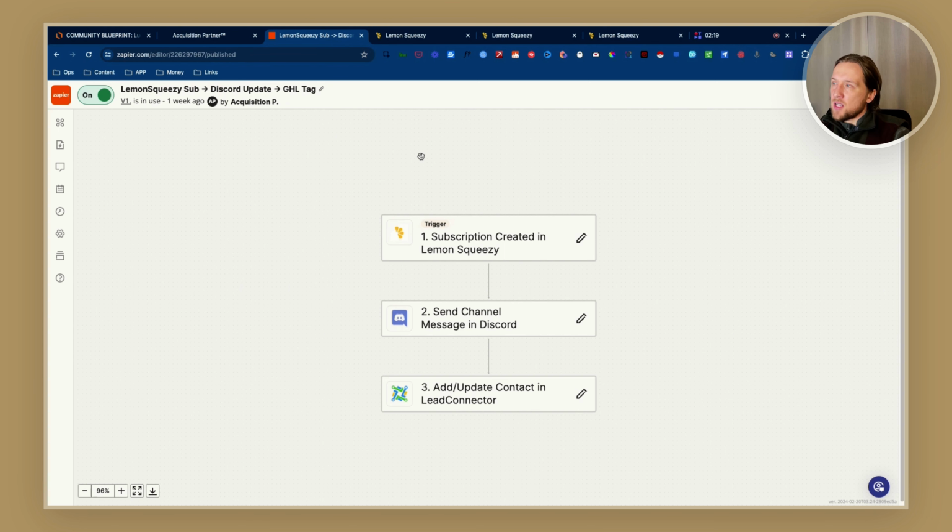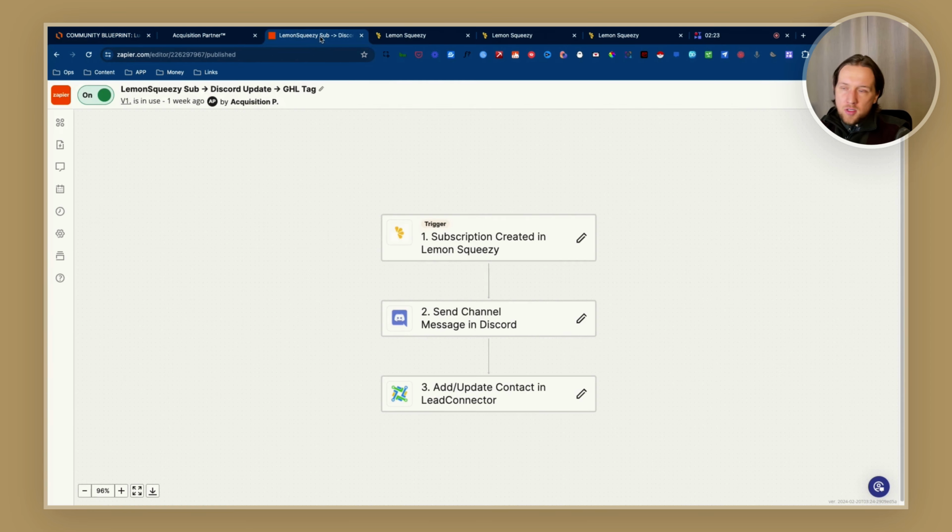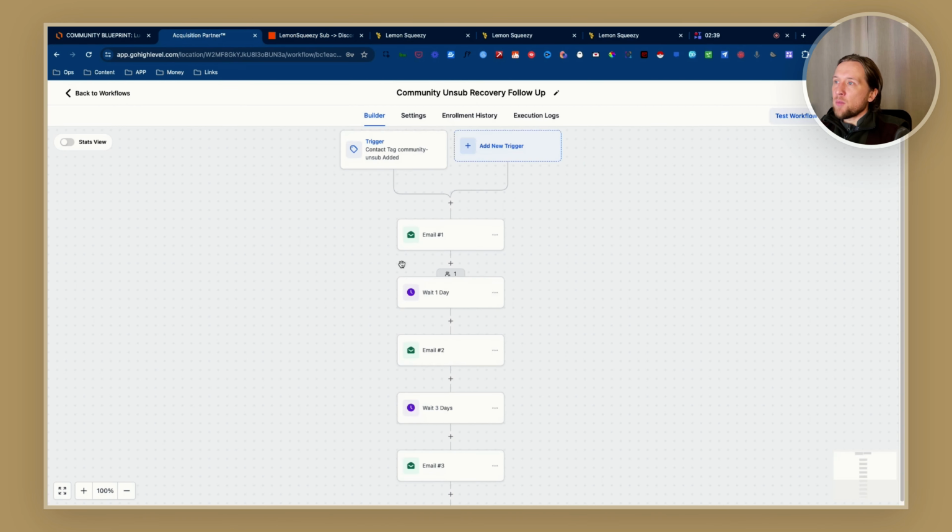So we've got a couple of Zaps here that I will link in this guide that you can clone yourself. And what that's going to do is basically take a customer notification when a subscription is actually created in Lemon Squeezy. You're going to get a ping in a specific dedicated Discord channel that other members don't have access to. And then they're going to be added as a lead to your CRM. Okay. And we use HighLevel.